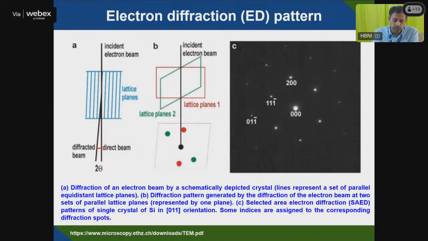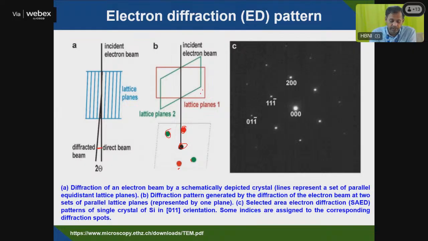I have shown two planes here, one red plane and another green plane. When the electron beam is falling, for the lattice plane corresponding to the red plane, you get a red dot. This is the center of the electron beam. The red dot is from the red plane and the green dot is from the green plane. So you will get a diffraction pattern. For a single crystal structure, you will get point patterns, only dots.